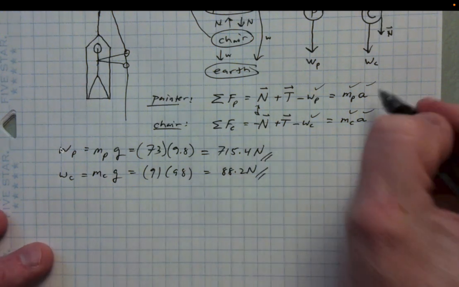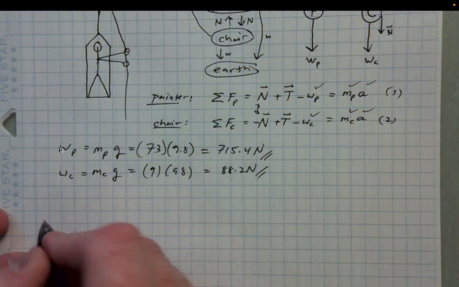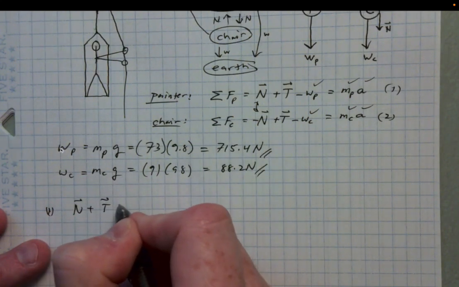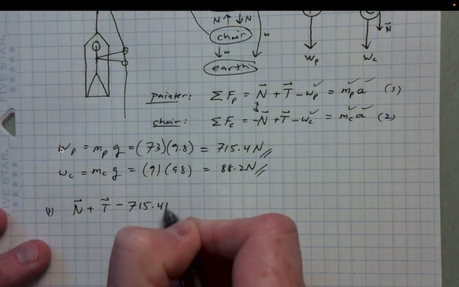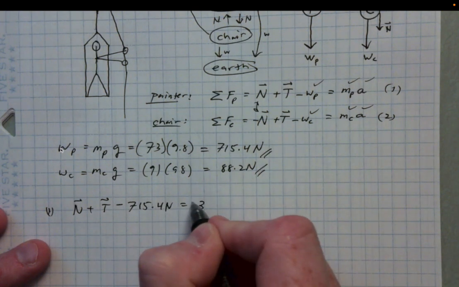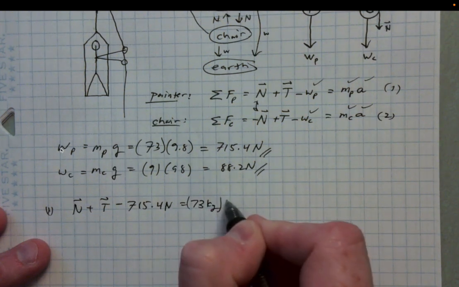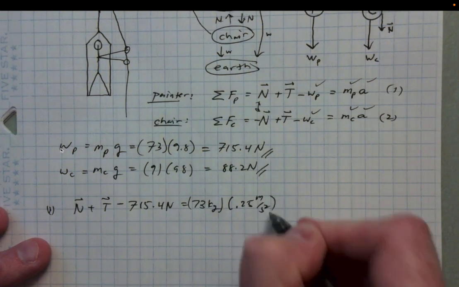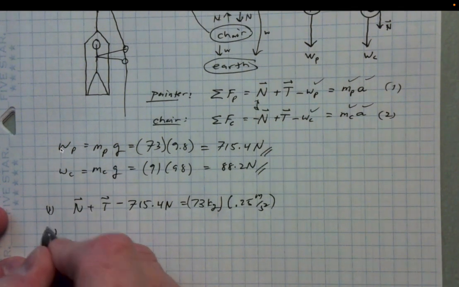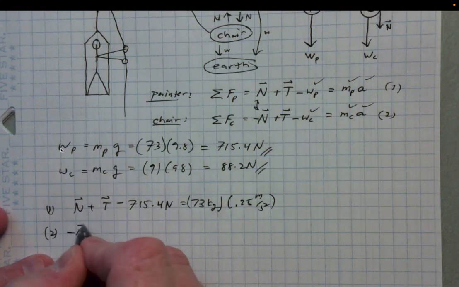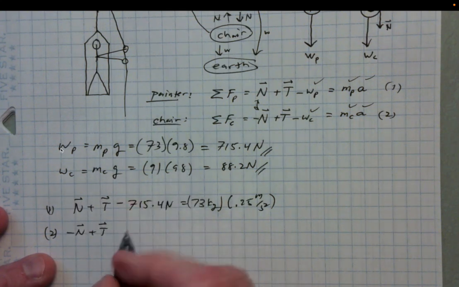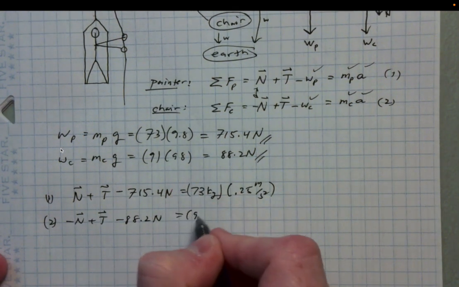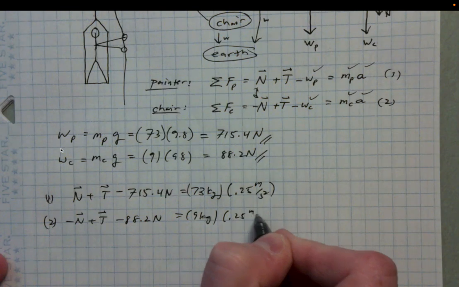All right, so let's plug this in. We'll call this equation 1, and this will be equation 2. For equation 1, we have the normal force plus the tension force minus 715.4 newtons is equal to 73 kilograms times, what's the desired acceleration? 0.25, right? 0.25 meters per second squared. Okay, so there's 1. For 2, we've got negative normal force plus tension force minus 88.2 newtons. That needs to equal 9 kilograms times 0.25 meters per second squared.